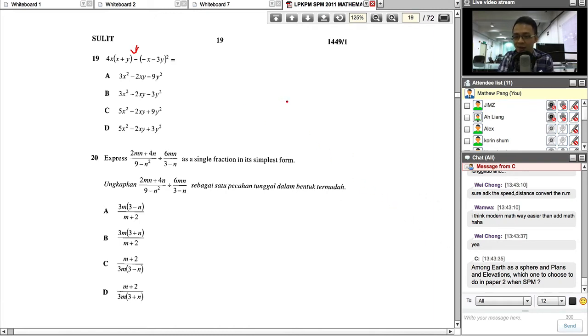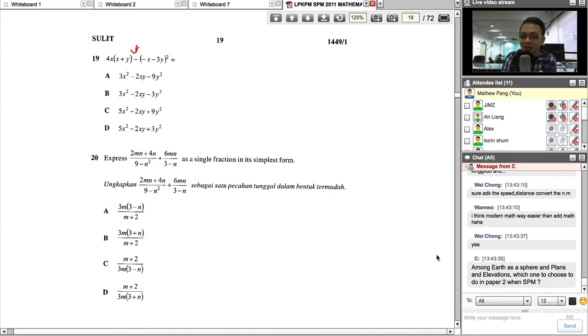Okay. Let me answer the last question. Among the Earth as a sphere and the planet elevation, which one should you choose to do in paper 2 and SBM? If you ask me, I will say you just choose both, because both are super easy questions. But if you want to choose one, I think planet elevation is even easier than the Earth, because you just draw based on what you see, just from different views only.